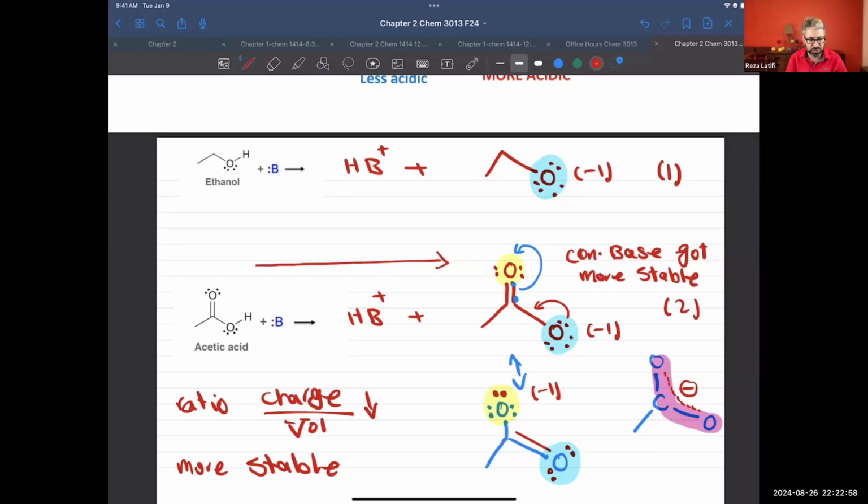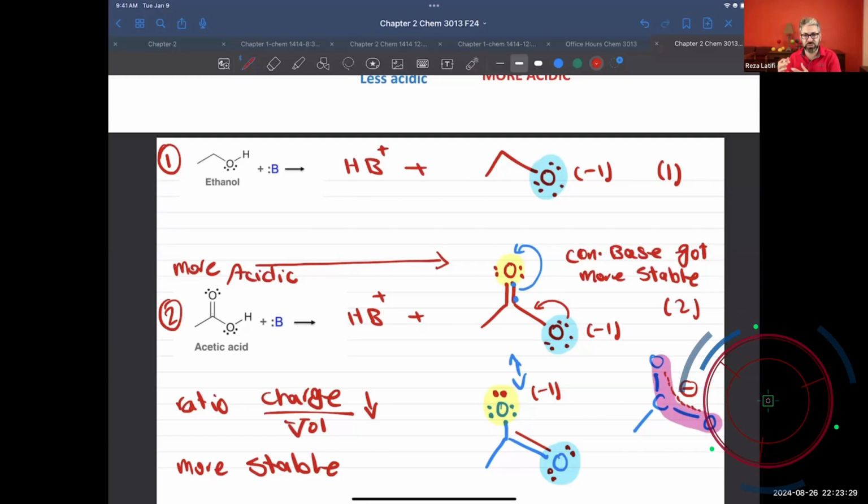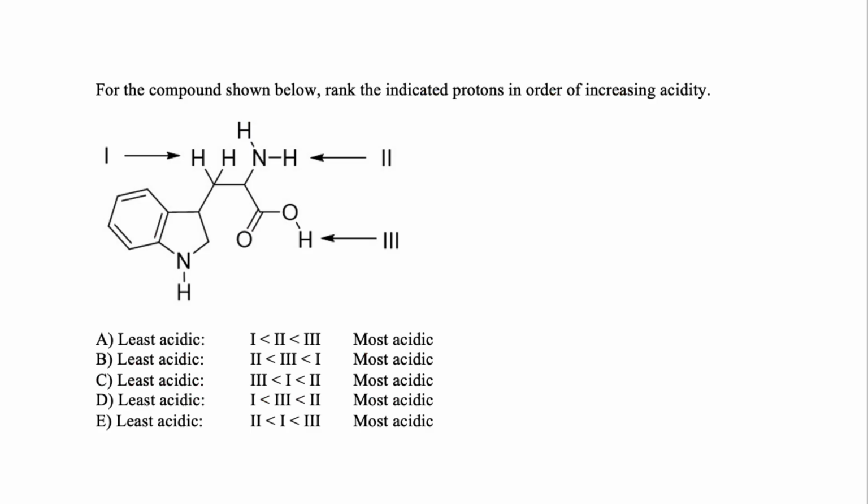So if I compare these two, I'm going to say this one is more acidic. Call this one 1 and call that one 2. 2 is more acidic. Why? Because it can generate 2 resonance structures for the conjugate base. So the first term was the size of the element, or the electronegativity of the element. The second one is going to be the resonance structure. Can we get more than 1 resonance structure? If the answer is yes, then that acid will be a stronger acid.